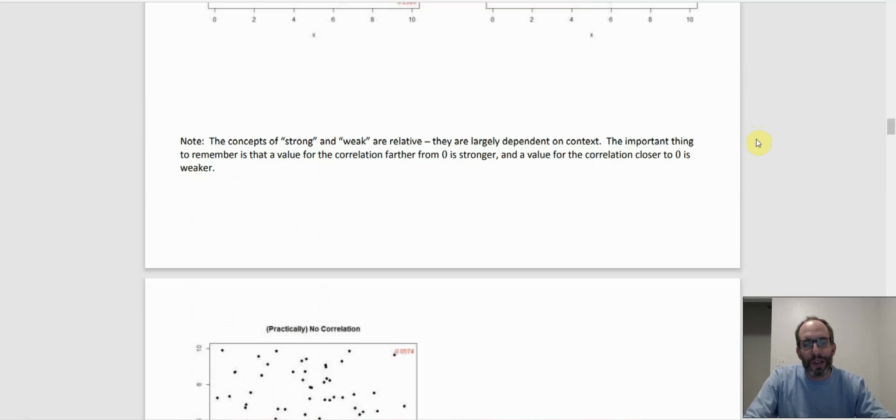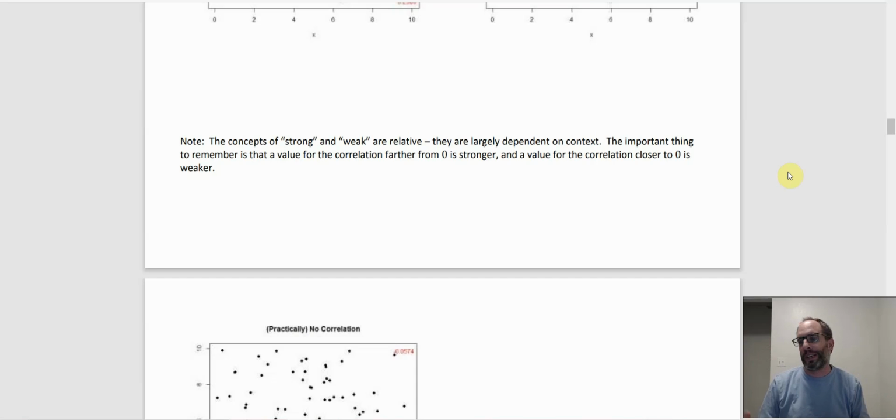So strong and weak are relative, but the idea of stronger and weaker, like, maybe if you had an outlier and you took it out, and then the correlation went from 0.7 to 0.8, then you would go, oh, it got stronger when the outlier was taken out. So the idea of farther away from zero being stronger and closer to zero being weaker, that's an important point, but there's no absolute idea of, everything above 0.6 is strong or anything like that.